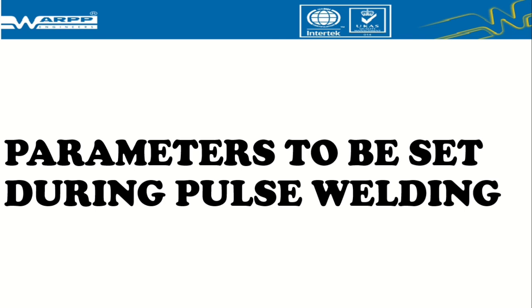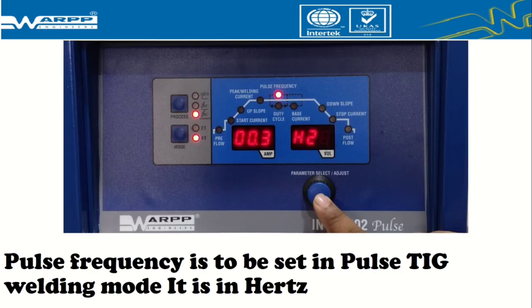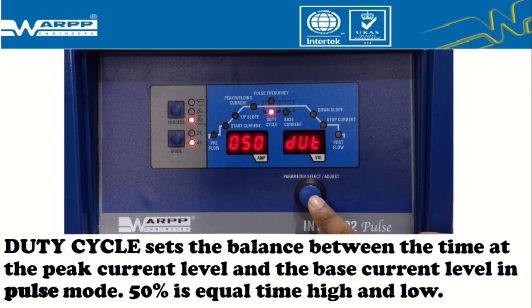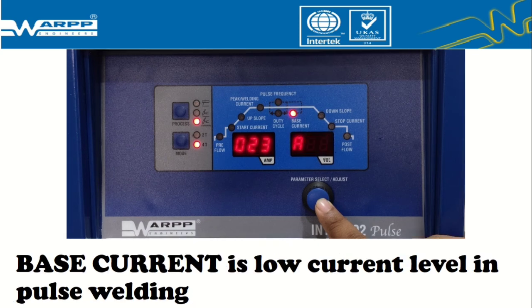These are some parameters to be set during pulse welding. Pulse frequency is to be set in pulse TIG welding mode. It is in Hertz. Duty cycle sets the balance between the time at the peak current level and the base current level in pulse mode. 50% is equal time high and low. This is the base current. It is the low current level in pulse welding.